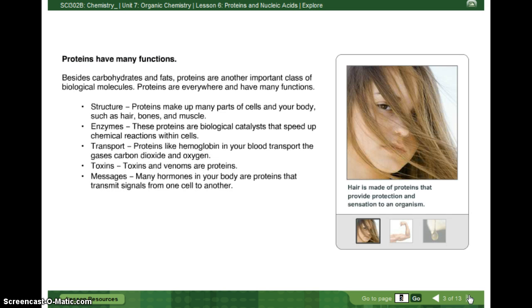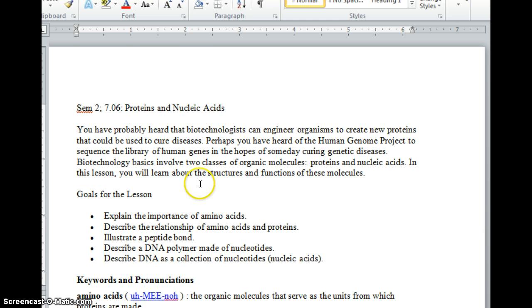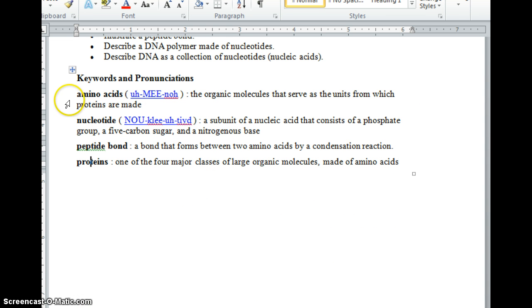So the student guide is on slide 2, and I just kept that first paragraph in our goals and our keywords. Amino acids: the organic molecules that serve as the units from which proteins are made. Nucleotide: a subunit of a nucleic acid that consists of a phosphate group, a 5-carbon sugar, and a nitrogenous base. Peptide bond: a bond that forms between amino acids by a condensation reaction. Hopefully you remember that a condensation reaction releases what? Water. And proteins: one of the 4 major classes of large organic molecules made of amino acids.